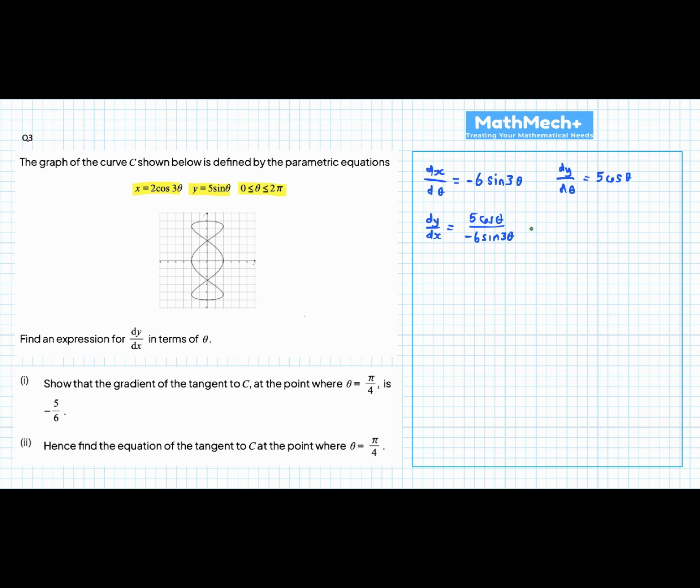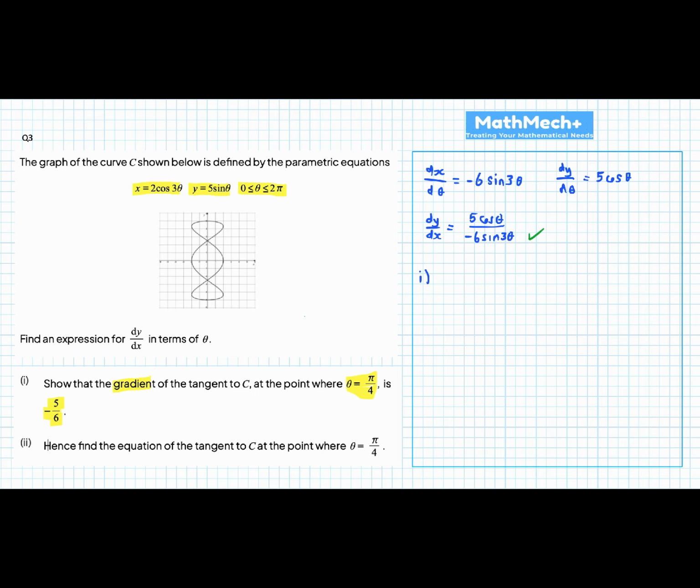Then dy over dx, and you can simplify from there, if you can. You cannot simplify when you have the 3 theta for sine there. It's not the same as what we have for cosine. So you could have had cosine over sine, which would be cotangent, or sine over cosine, which would be tan theta, but we cannot simplify it in that way here, in case you come across that again.